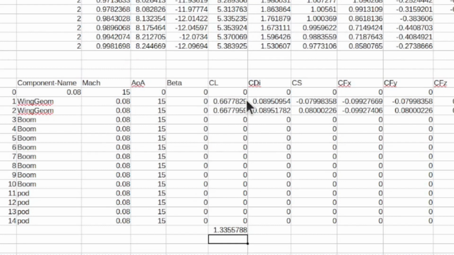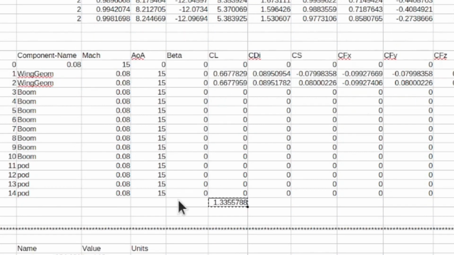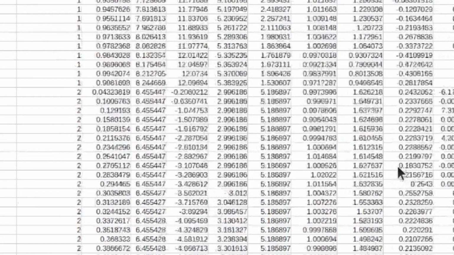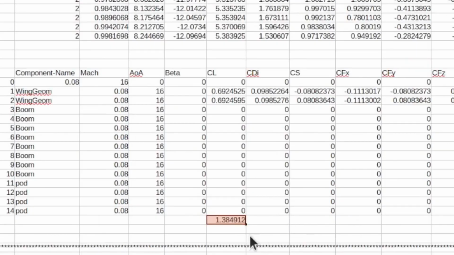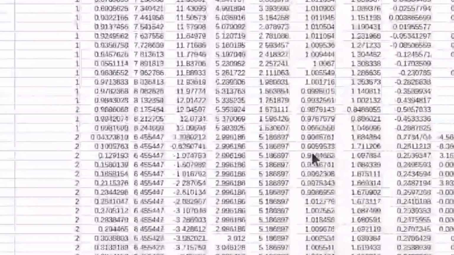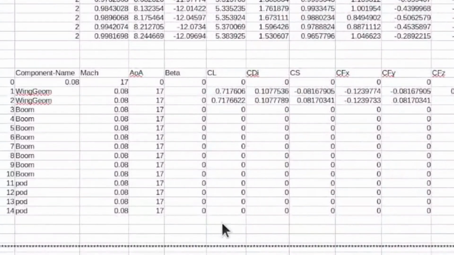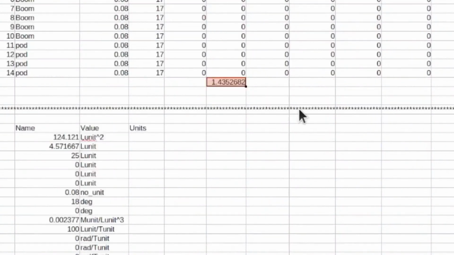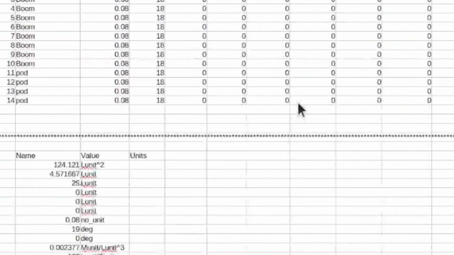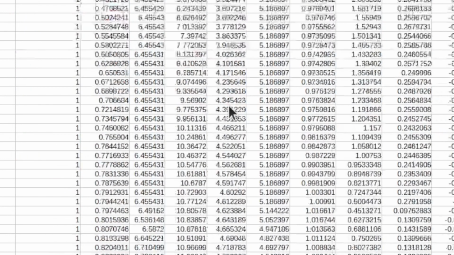So at 15 degrees, the lift coefficient of our wing is 1.33. So that's less than we want. So I'm going to copy that and come down to the next one. I'm going to plug that there. So 1.38. Plug this one here. 1.45. We're still not quite up to our desired coefficient lift. 1.48. We're getting closer.